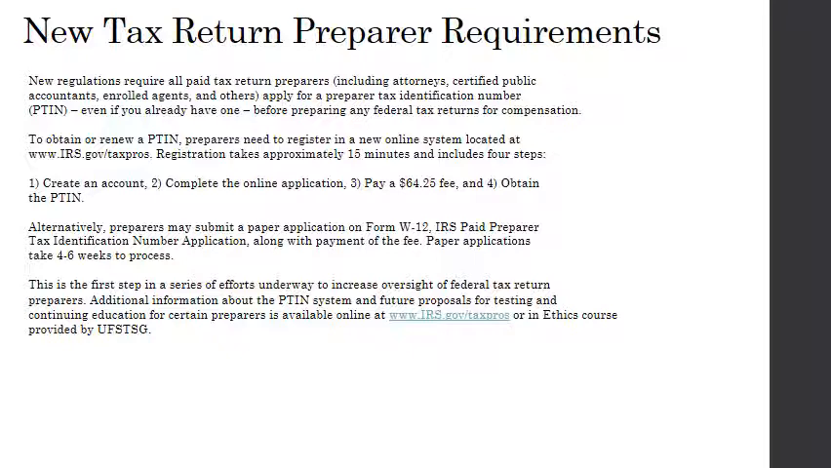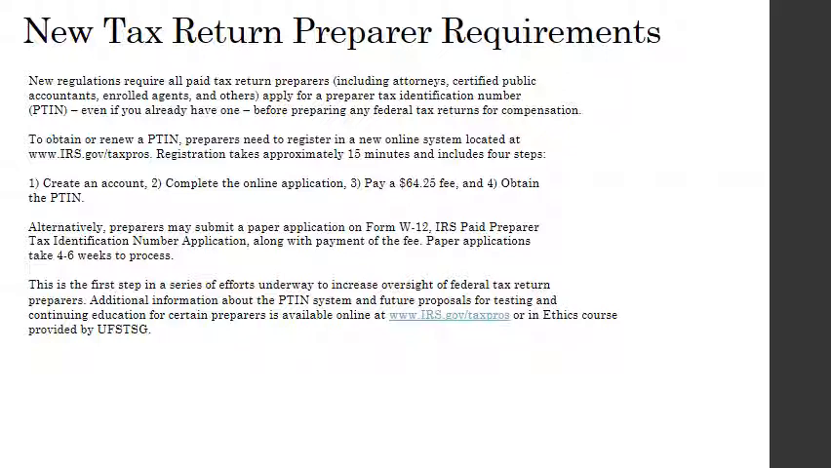www.irs.gov/taxpros. Registration takes approximately 15 minutes and includes 4 steps. 1. Create an account. 2. Complete the online application. 3. Pay a $64.25 fee. And 4. Obtain the PTIN. Alternatively, preparers may submit a paper application on Form W-12, IRS Paid Preparer Tax Identification Number application, along with the payment of the fee.